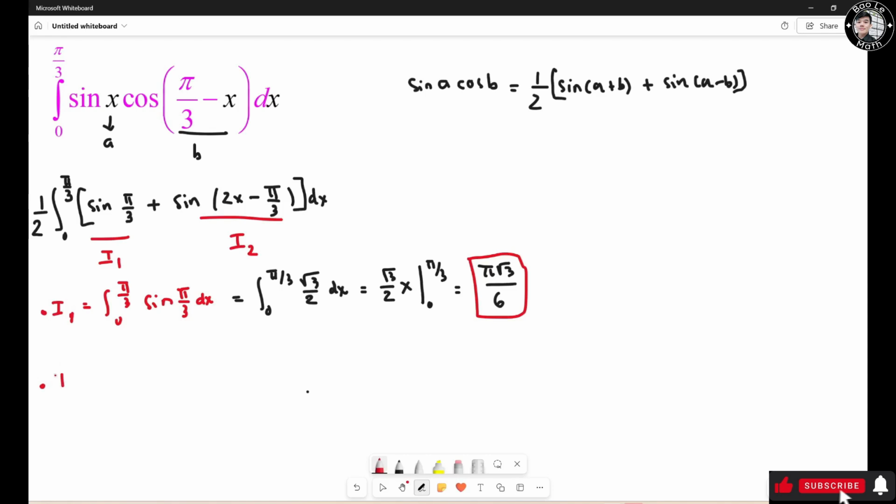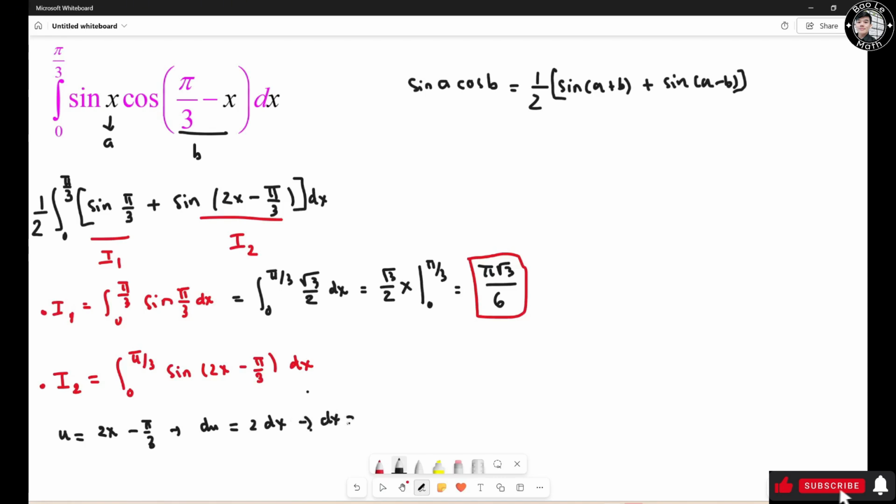Now go ahead and calculate I2. I2 equals the integral from 0 to pi over 3 of sine of 2s minus pi over 3 ds. Now we're going to use substitution. So let u equal 2s minus pi over 3. Then du equals 2 ds, or ds equals du divided by 2. Now we need to change the lower bound and upper bound. So the lower bound s equals 0, and the upper bound s equals pi over 3.